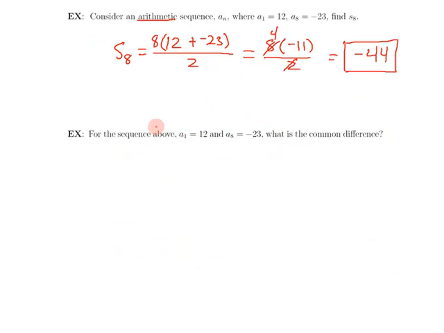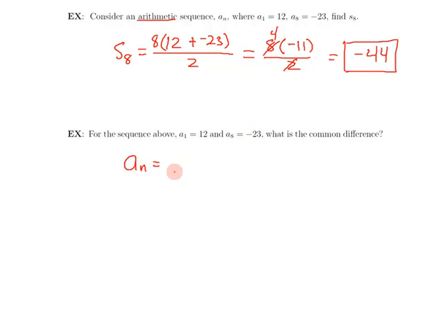We've got one last example here that we can answer using the formulas that we've been given so far. Let's say, for example, we have a sequence. A1 is 12, A8 is negative 23. The question is, what's the common difference? What would I have to add to 12 each time so that after 8 terms I end up at negative 23?